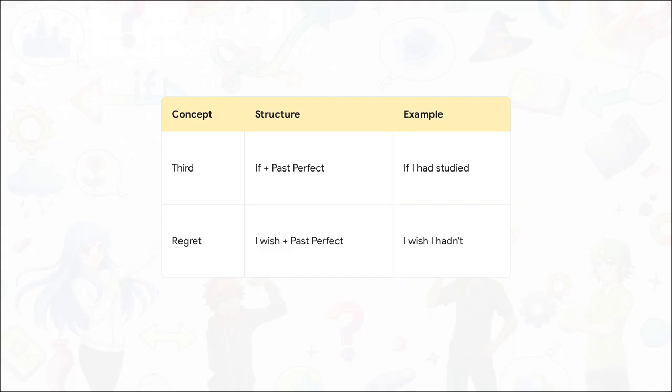If I had studied, I would have passed. Notice absolutely no would have after if. The reality is, I didn't study, so I didn't pass. On the other hand, for a simple past regret, we use I wish plus the past perfect. I wish I hadn't eaten so much cake. The meaning there is crystal clear. I did eat all that cake in the past, and right now I deeply, deeply regret it.